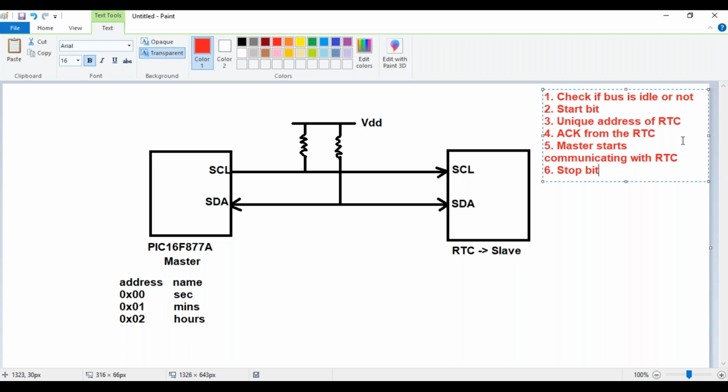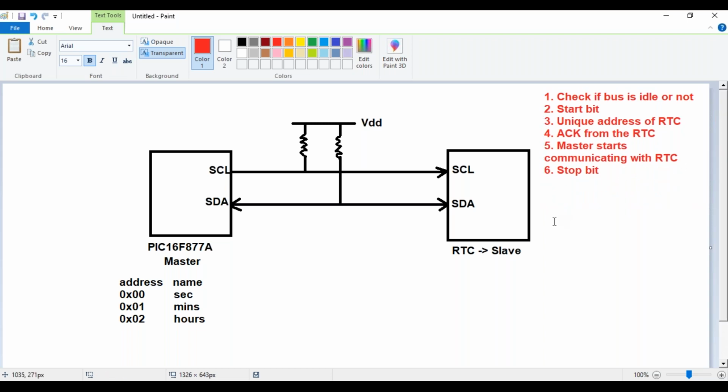Now that is done something like this. First you are going to check if the bus is idle or not. Then transmit the start bit. Who is transmitting the start bit here? It's the master who is going to transmit the start bit.